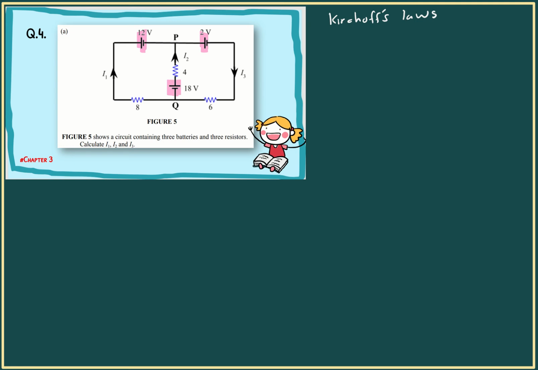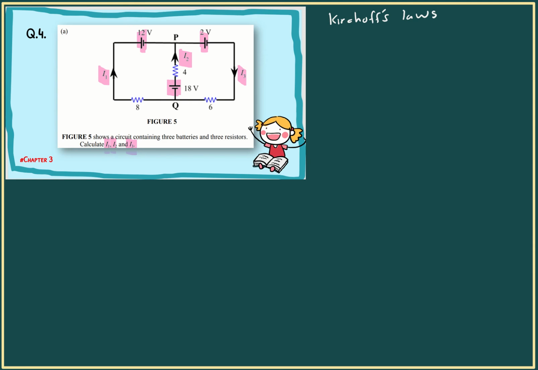Figure 5 shows a circuit containing 3 batteries and 3 resistors. Calculate the value of current I1, I2, I3. From the figure, we can see this is your I1, this is your I2, and this is I3. To solve this question, we are applying Kirchhoff's laws. That's the only way we have.